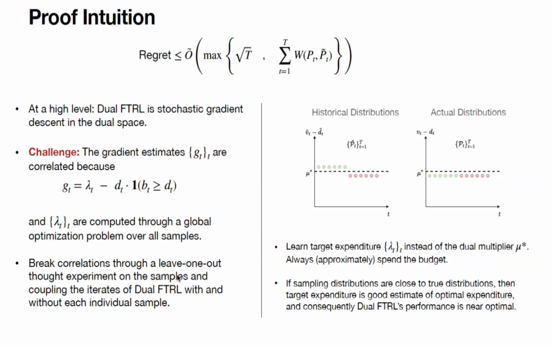And if the sampling distributions are close to the true distributions, or if they're exactly the true distributions, then static is fine. But if they're not, then you have to do this. And if they're close enough, then this is a good idea. Learning target expenditures is just good.